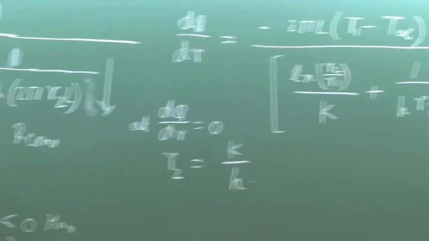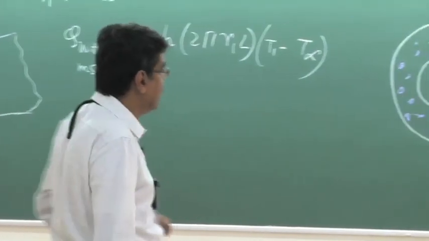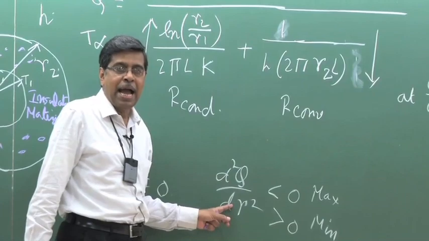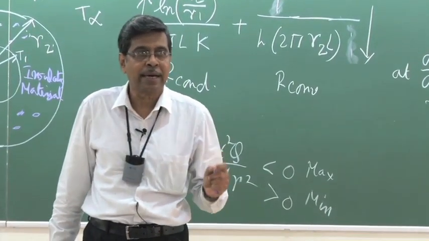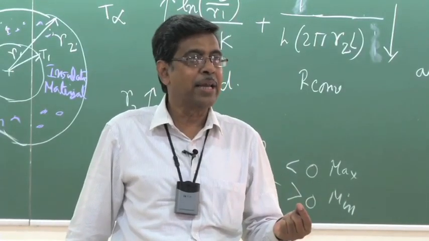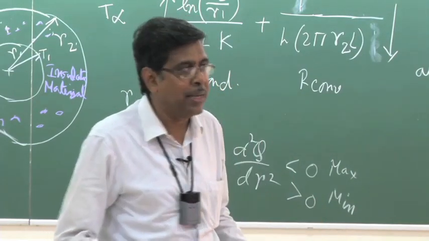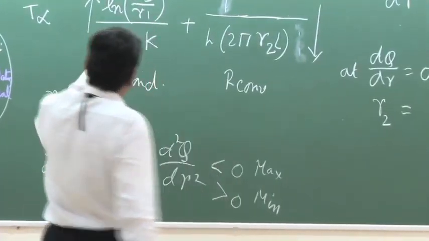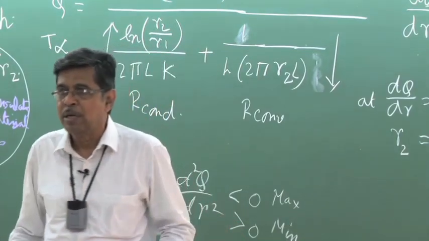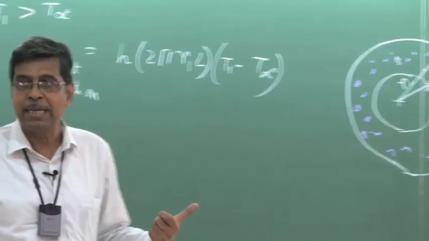That means K by H is the value where Q attains an extremum. If you take the second derivative and take R2 greater than R1, you can prove, and that is left to you, that d²Q/dR2² is always negative. That is a task for you: d²Q/dR2² for this function is always negative if R2 is greater than R1. So mathematically it can be said that this function has a maximum at R2 equal to K by H.